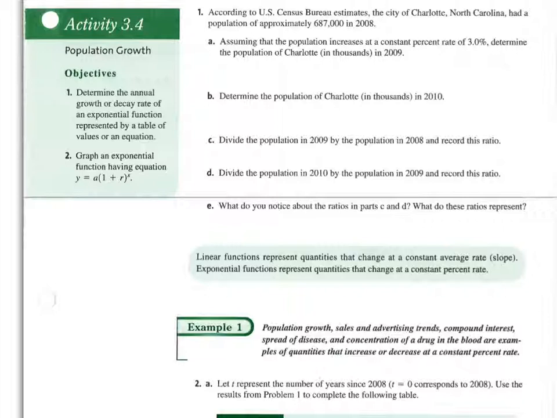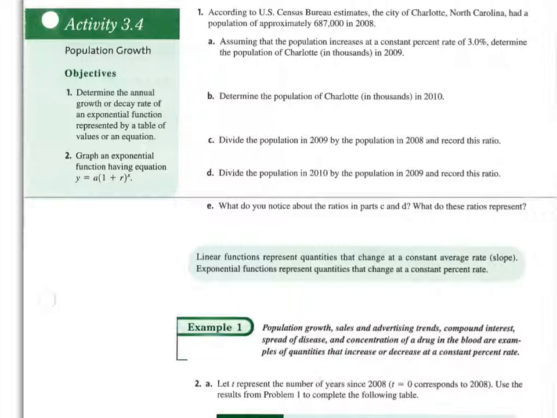So we're starting with an example about population growth. Currently, North Carolina has a population of 687,000 in 2008. And they're saying that it's going to increase at a constant percent rate of 3%. So again, the linear would be a constant amount of increase. This is a constant percent of increase. So they want us to determine the population in 2009, just 1 year later.